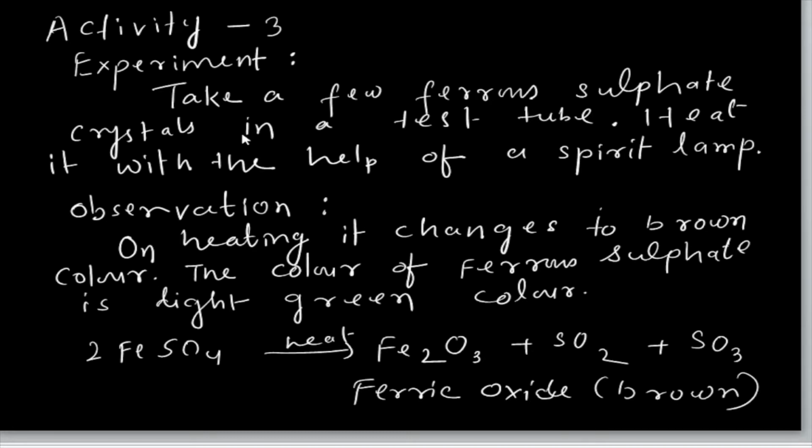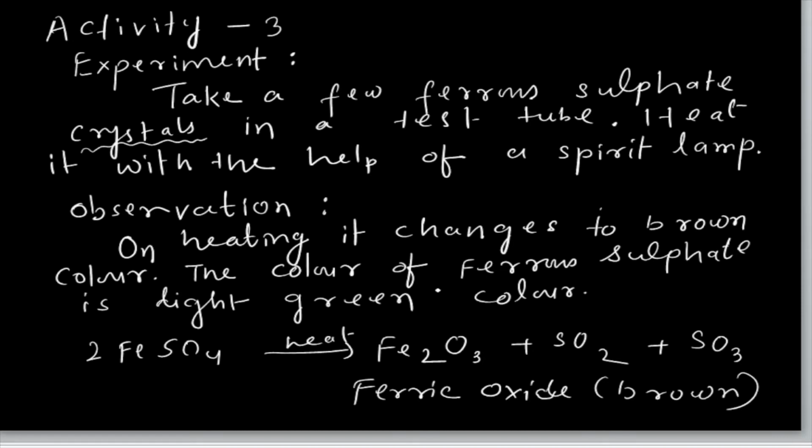Then what is activity 3? In that experiment, you take a few ferrous sulfate crystals. Ferrous sulfate crystals are solid, and the color is light green, in crystal form. Take them in a test tube and heat the test tube with the help of a spirit lamp.